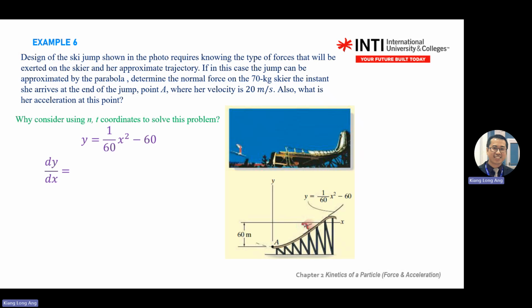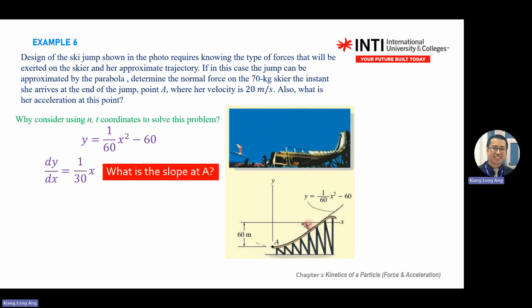So dy/dx, this is a mathematical question. y equals 1 over 60 x squared minus 60. What does it become? What is the answer for dy/dx? It is 1 over 30 x, plus 0. So this is the first one. What is the second differentiation?